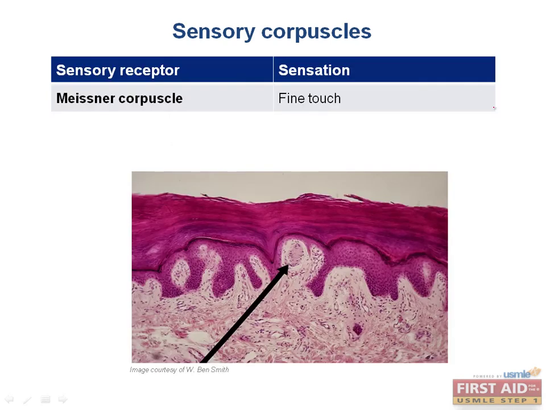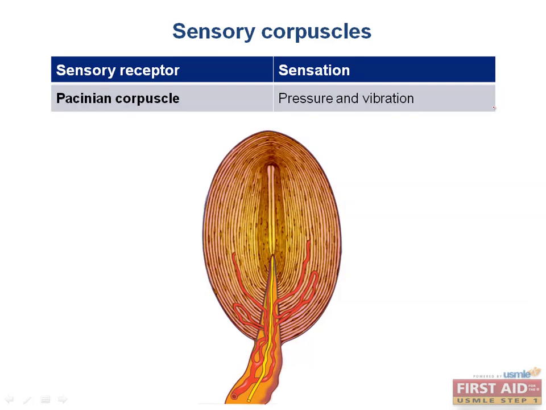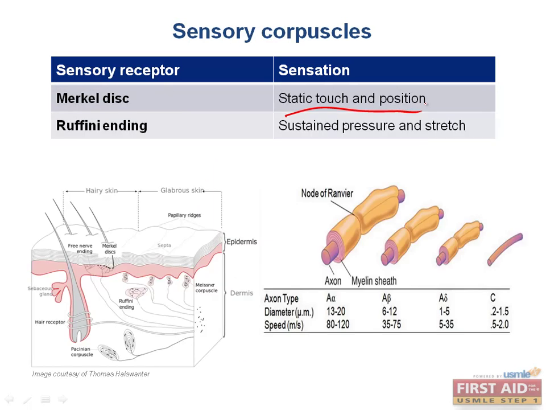Meissner's corpuscles are large myelinated fibers found in the dermis of hairless skin, such as the fingertips and lips. They have pretty small receptive fields, so they are mostly found where fine touch is especially good. Pacinian corpuscles are large myelinated fibers found in the subcutaneous layer. They primarily mediate pressure as well as vibration.